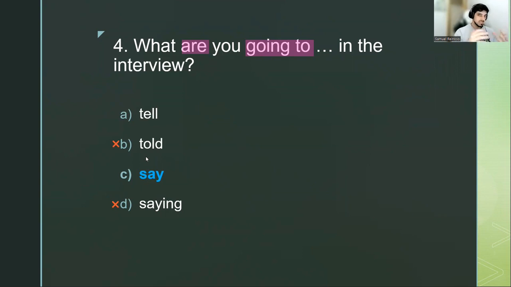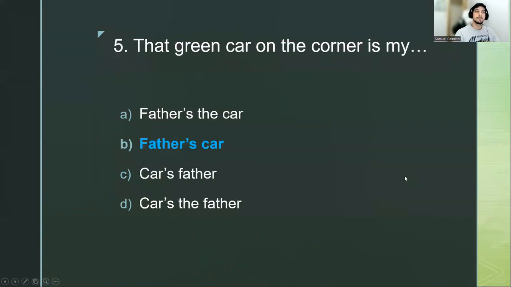Okay, we already mentioned the difference. Ya comentamos un poco la diferencia, right? So what are you going to say in the interview? Okay, here we are not telling anyone, no le estamos contando a nadie. Okay, we are just saying, estamos diciendo. ¿Qué vas a decir en la entrevista? Okay, what are you going to say in the interview? You see, you tell someone, okay, but you can just say things. Decimos cosas, pero contamos cosas a alguien. Okay, so in this case, you're just saying. Is it clear? Yes, perfect. Okay, great. Let's continue with 5.